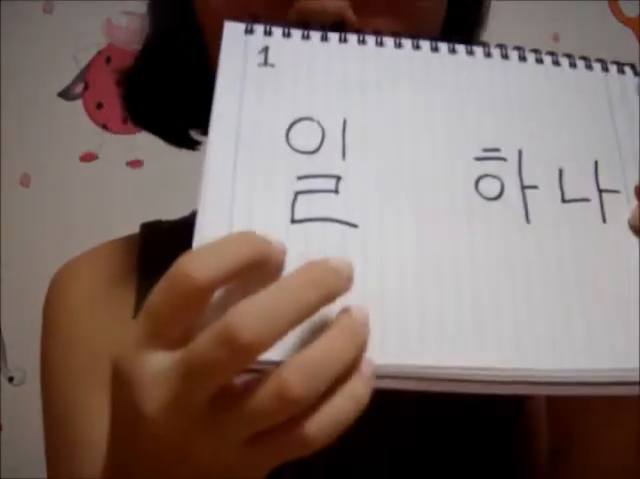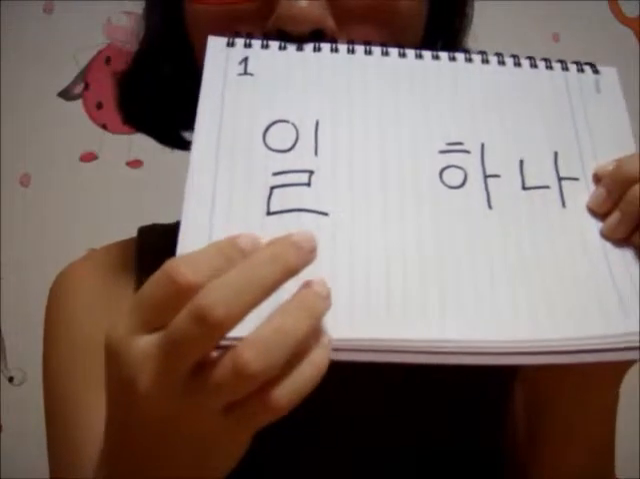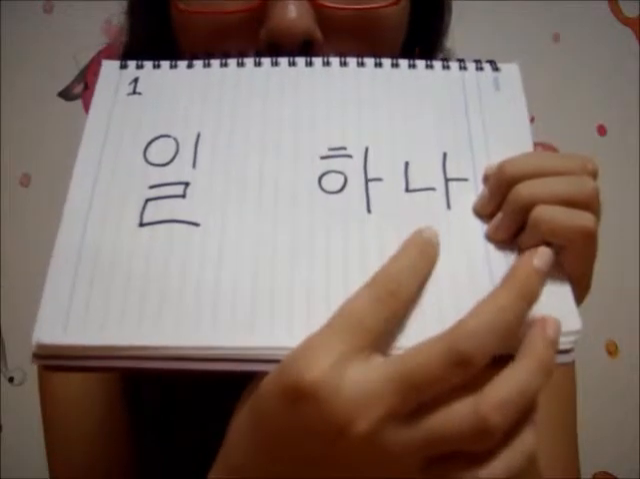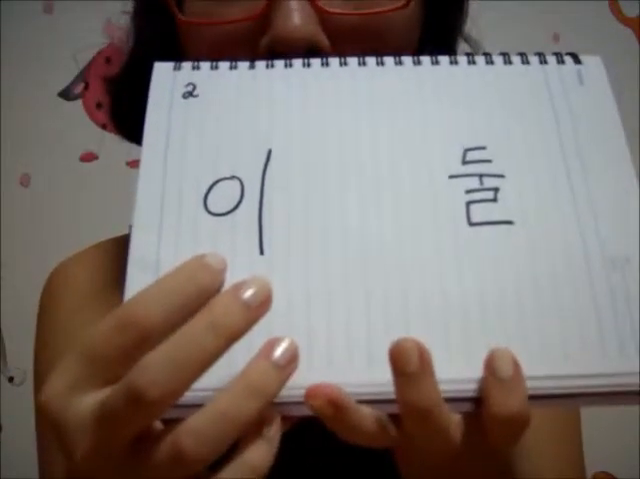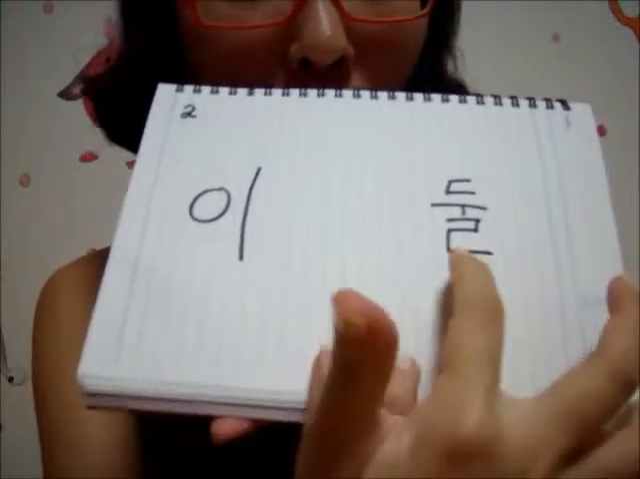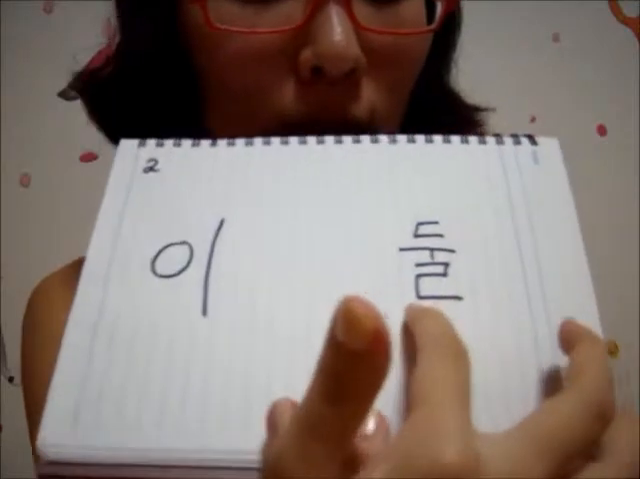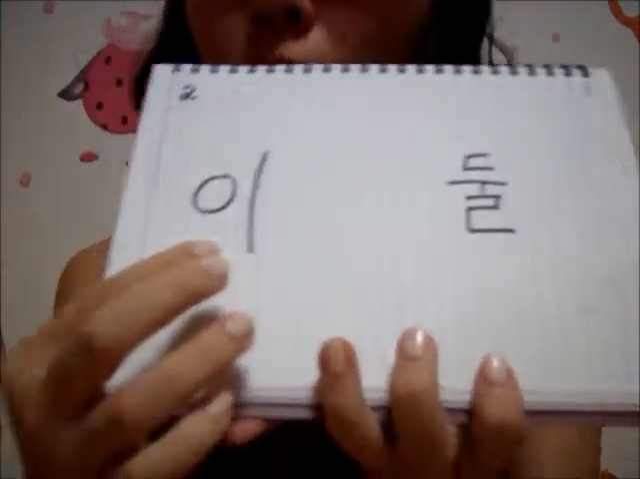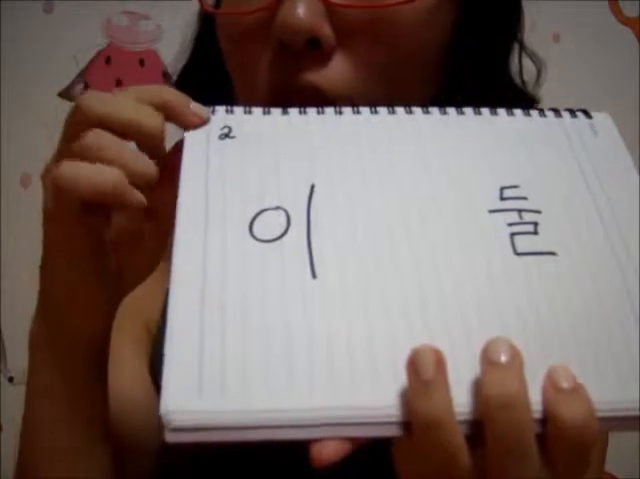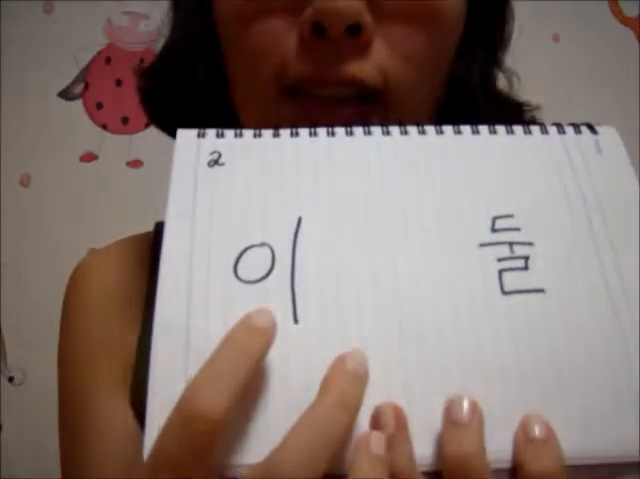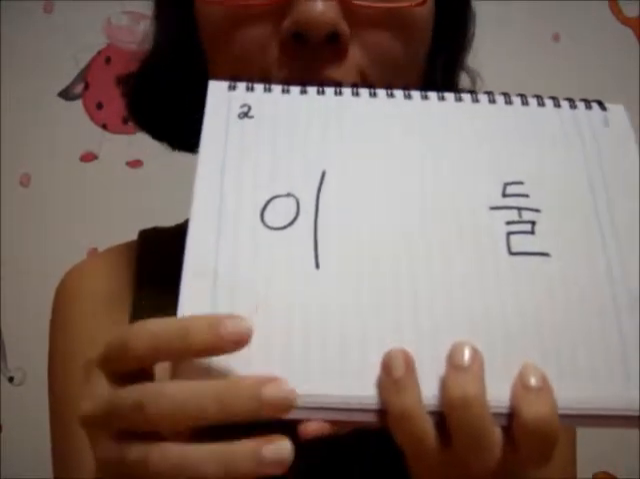Number 1, 하나. Number 2, 둘. So this is counting things, and the other is the name of the number. They kind of sound similar, but 1 and 2 are different words.